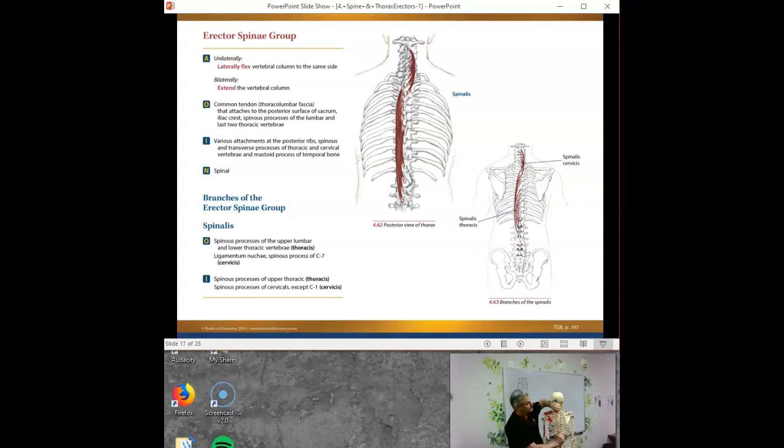The spinous processes of the upper thoracic and the spinous processes of the cervicals. Okay. So it's saying the origins are here and the insertions are here. Oh, I don't even know how to explain this. I just feel like they've destroyed it. Okay.